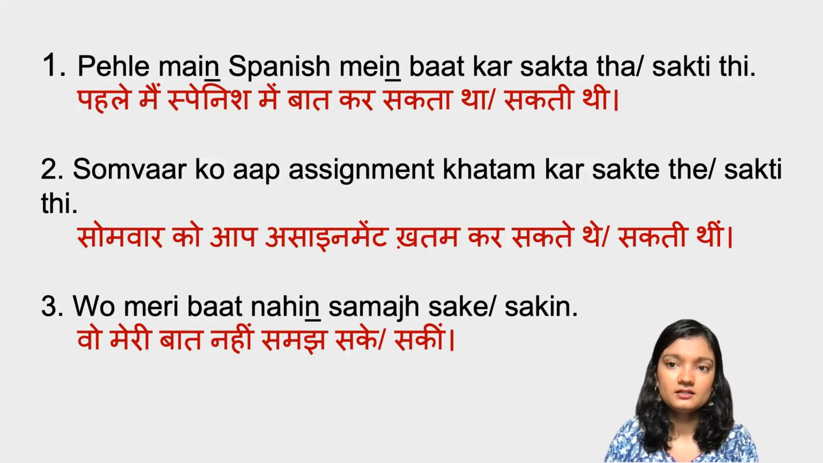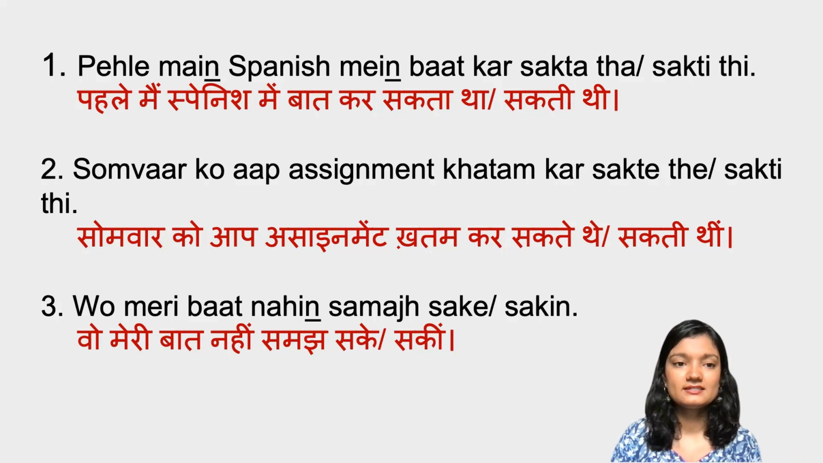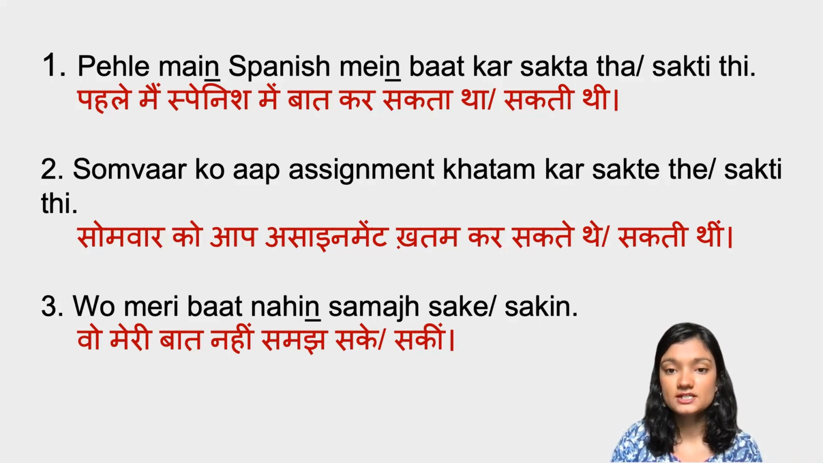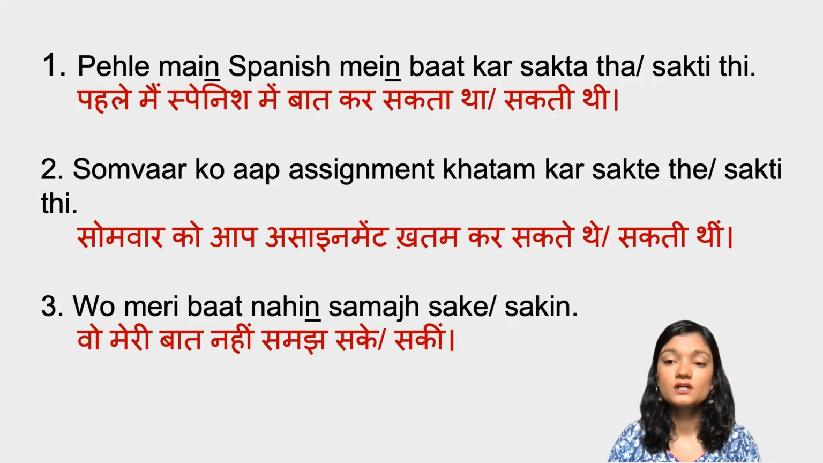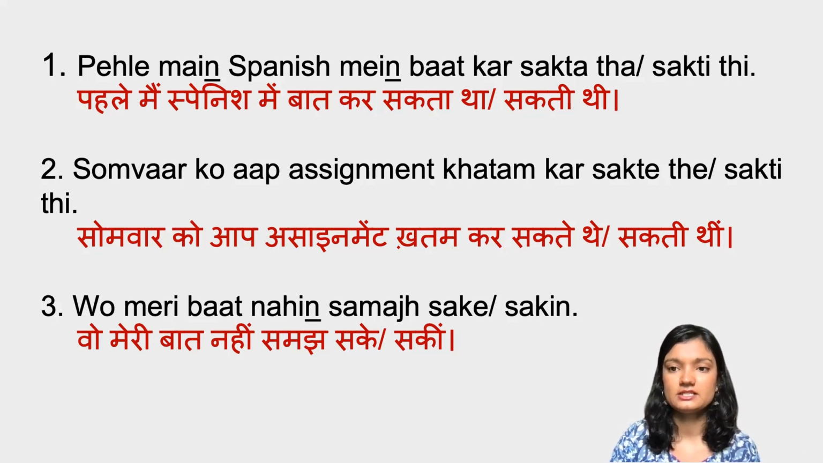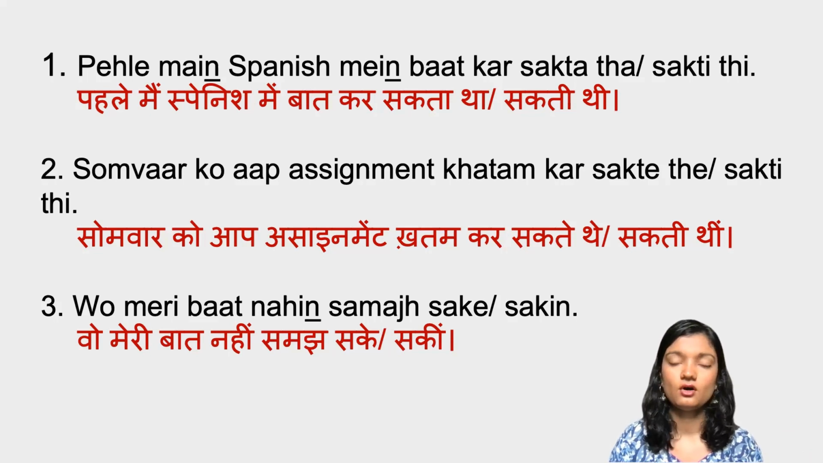So to express that, you must use the past form of the helping verb. Second sentence is, सोमवार को आप assignment खत्म कर सकते थे और कर सकती थीं. The verb is खत्म करना. खत्म करना means to finish. Assignment खत्म करना, to finish an assignment. Assignment खत्म कर सकते थे here corresponds to आप. So you could have completed the assignment on Monday.